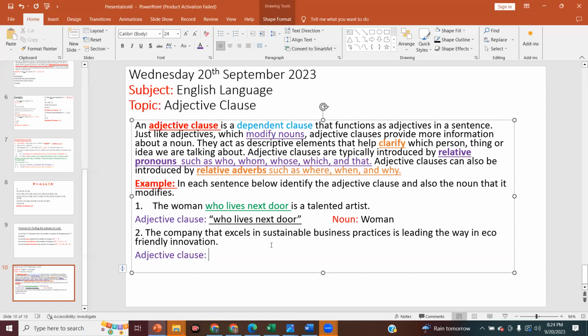What is the adjective clause in the sentence? That excels in sustainable business practices. That word is sustainable. Very good.